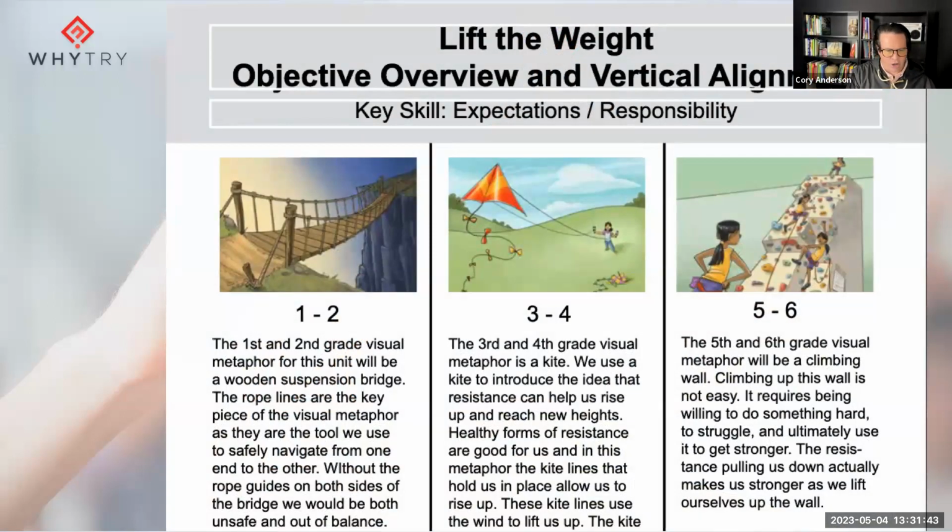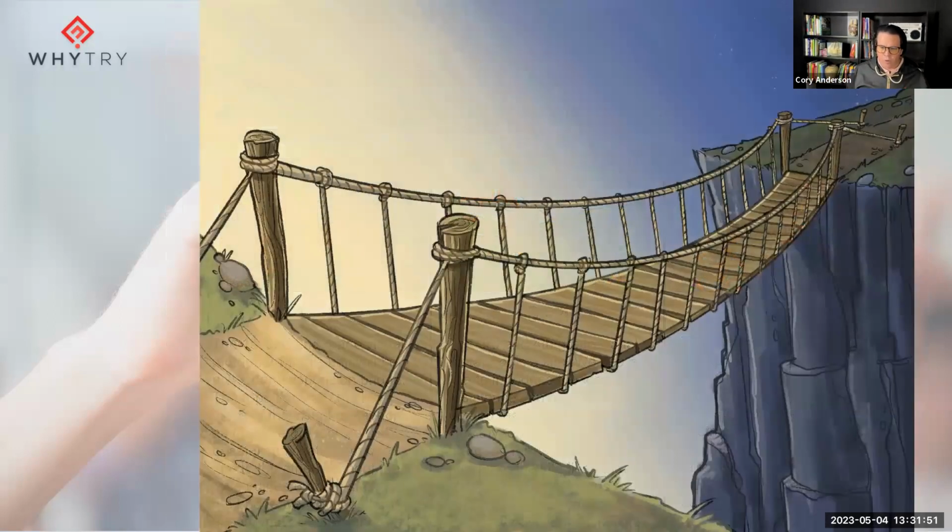The next unit we teach is called Lift the Weight. This one is all about expectations and responsibility. And in first and second grade, we're going to really focus on the idea of lines. And in this metaphor, it's about the guidelines, the guide ropes that help us navigate our day and get from one end to the other, right? And so those guide ropes represent for us, and for our students in first and second grade, rules and routines. So all of the rules and routines they have at school and they have at home, they're actually there to help them, to keep them safe and to help them get from the start of their day to the end of the day.